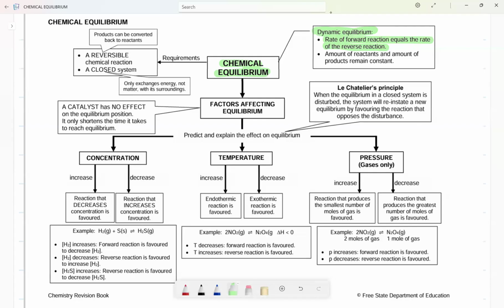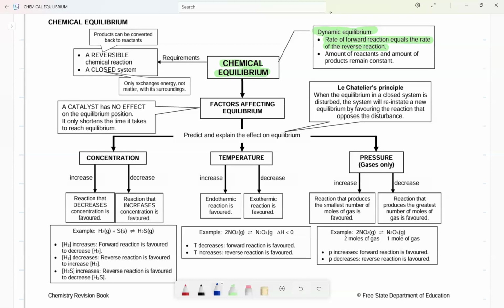Do not try to shortcut this and say the rate of both the forward and reverse reaction are equal. No, just write it: the reaction in which the rate of the forward reaction equals the rate of the reverse reaction. Please do not try to shortcut the definitions thereof.